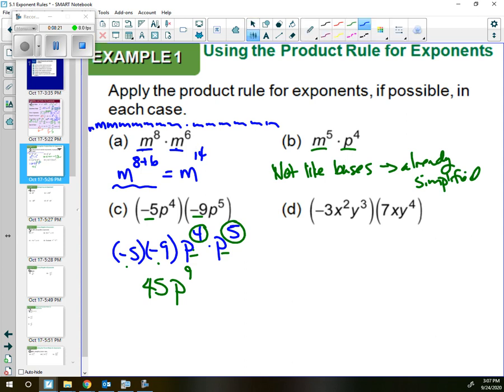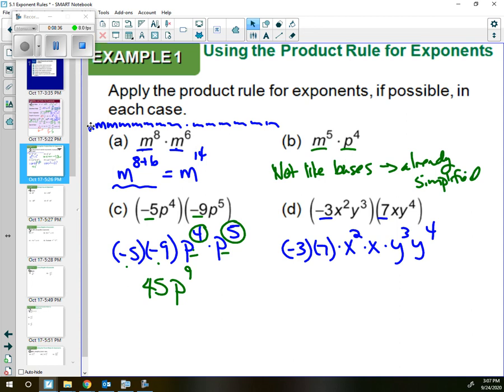All right, so pause the video, try that for letter D. See if you can come up with what this one would be. Think about our coefficients. We're going to multiply the negative 7 times the 3. I have an x squared and an x, and then a y cubed and a y to the 4th. Again, this is a good organizational strategy. I'll put our coefficients together: negative 21, multiplication.